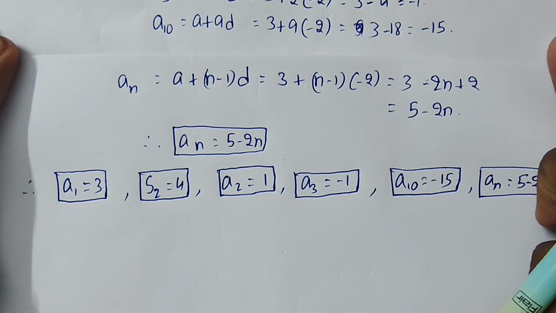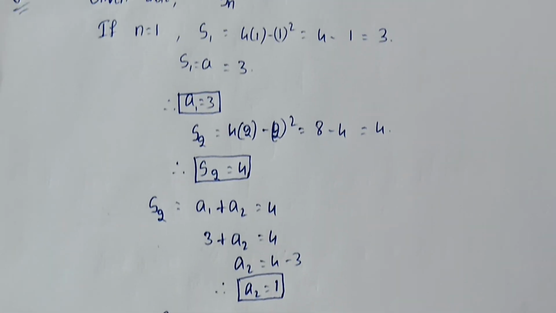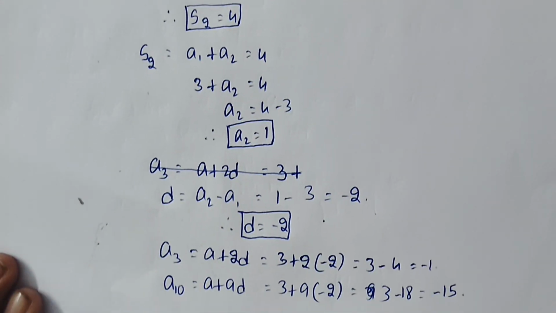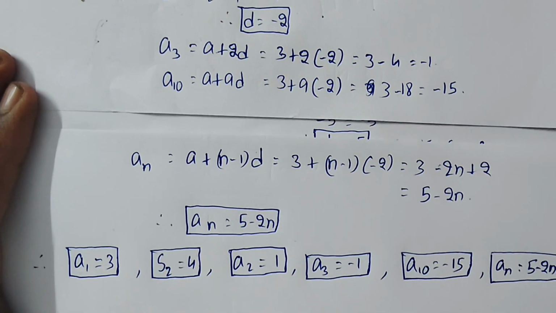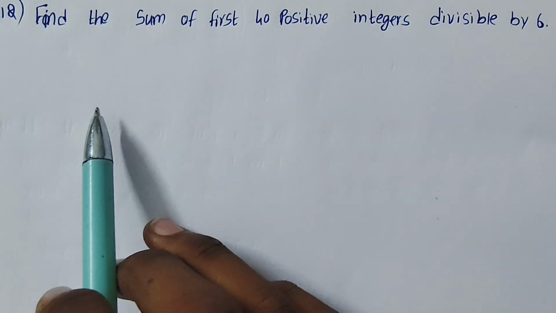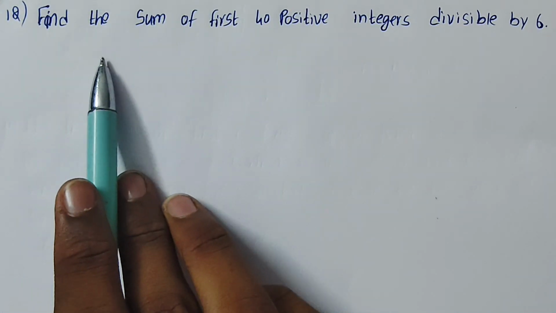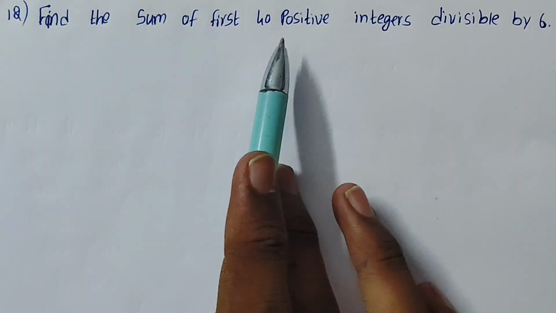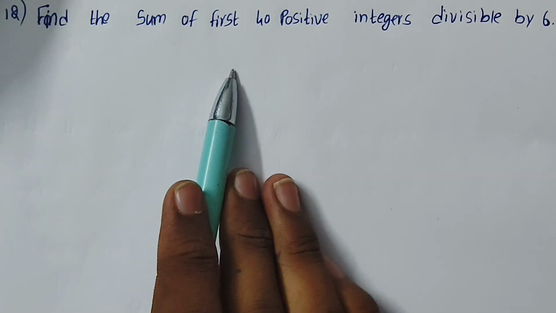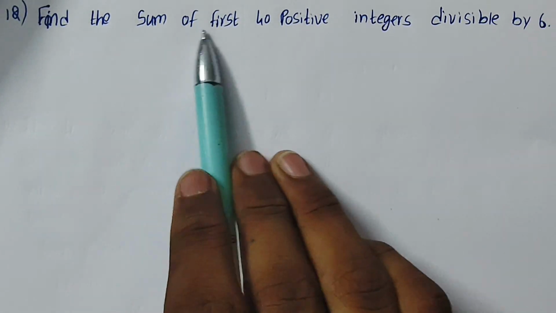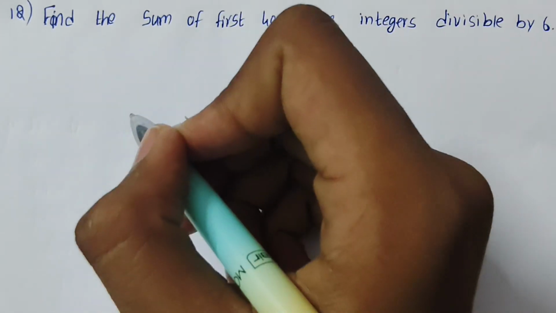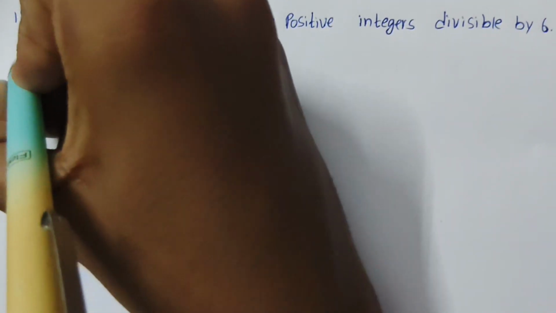Now let's go to the 12th question. The given 12th question is: find the sum of the first 40 positive integers divisible by 6. So he asked to find S40, the sum of 40 positive integers divisible by 6. Understand? Now let us solve it.